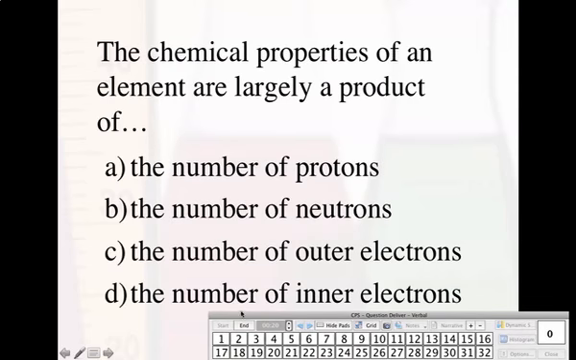Okay, so here's our first question for you. The chemical properties of an element are largely a product of which of these? Would it be their protons, the number of neutrons, the number of outer electrons, which would be those valence electrons, or the number of inner electrons? So which of those give it its chemical properties?